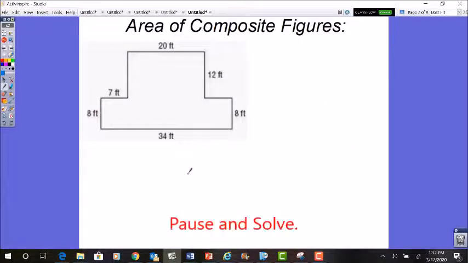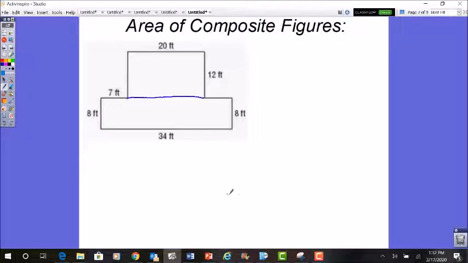Alright, here's the next one. I'm going to ask you guys to hit pause and find the area of the pieces and put them together. Alright, so hit pause and do that right now. Okay, so for this one, I think easy enough.